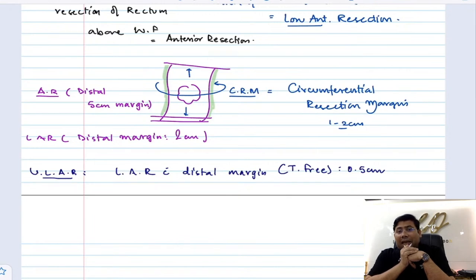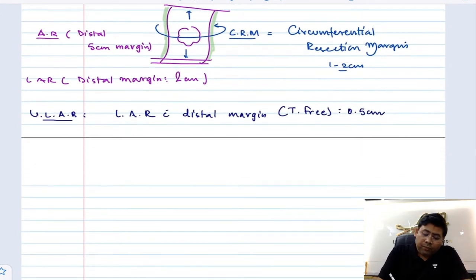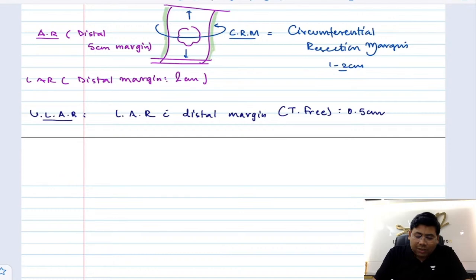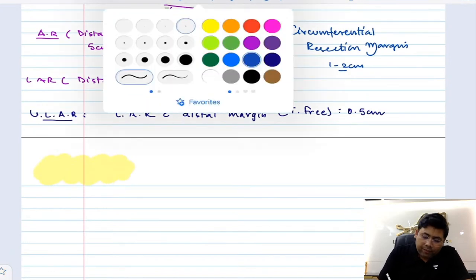Very good. So this is very important for you to understand the concept of CRM. Now, how can we understand where we resect so that we achieve an adequate CRM? This is very important. So now we will start the concept of TME. What is the concept of TME? That is total mesorectal excision. Let us try to understand this concept of TME.